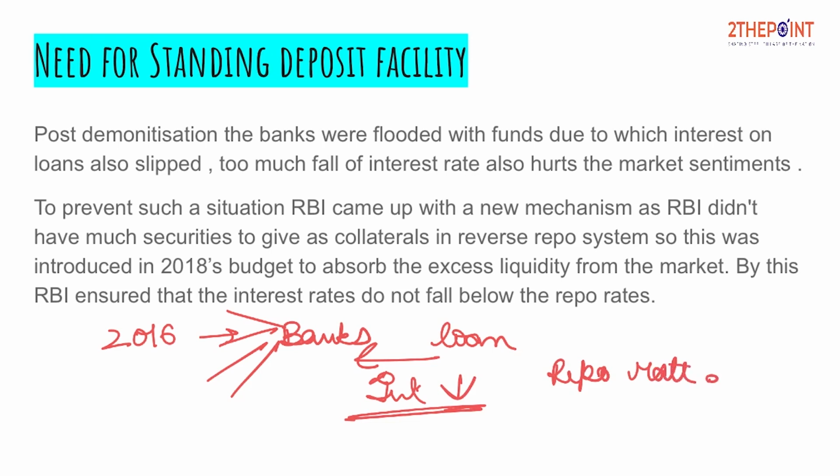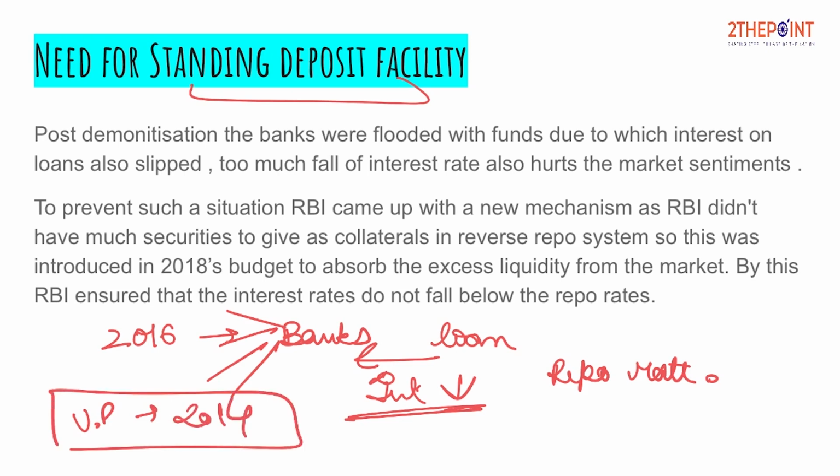So RBI then decided that, as all the collaterals were exhausted, we should come up with a new mechanism in which collaterals are not to be provided. Hence, they came up with this facility called SDF. It was first recommended by the Urjit Patel Committee in 2014. This is something extra which I am telling you, and it was passed in the 2018 budget with a Finance Bill amendment. So now we'll read.